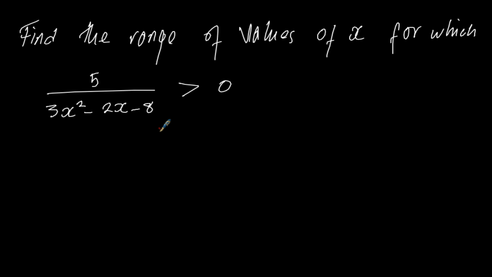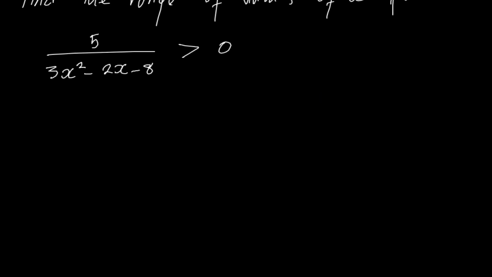Hello. Find the range of values of x for which 5 over 3x squared minus 2x minus 8 is greater than 0. So we are solving this inequality. And the first thing is factorizing this to come up with the critical values. So let's factorize that part.